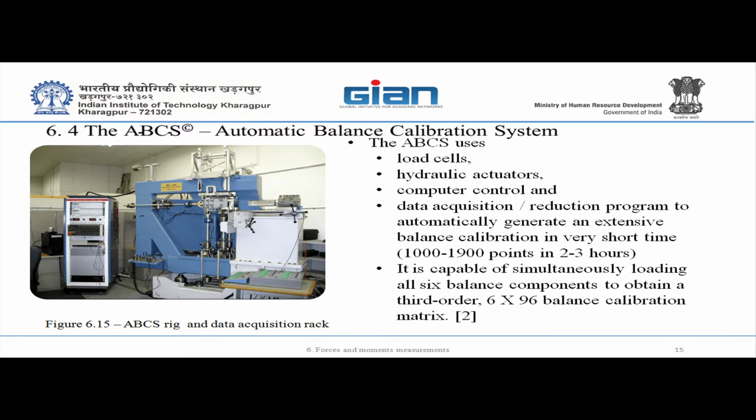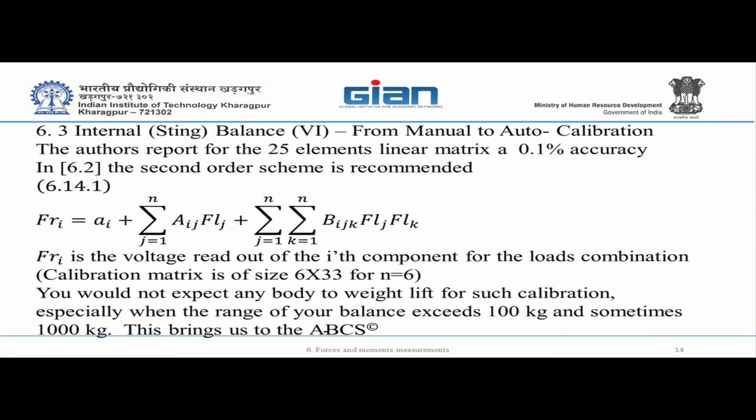Sir, in the previous slide, the 25 elements linear matrix had 0.1%. Suppose I go to a 6 by 6 matrix, can I get accuracy better than this? Maybe this is a 5 by 5 matrix. For that matrix, we have an accuracy of 0.1%. Of course, you'll get better. No question.